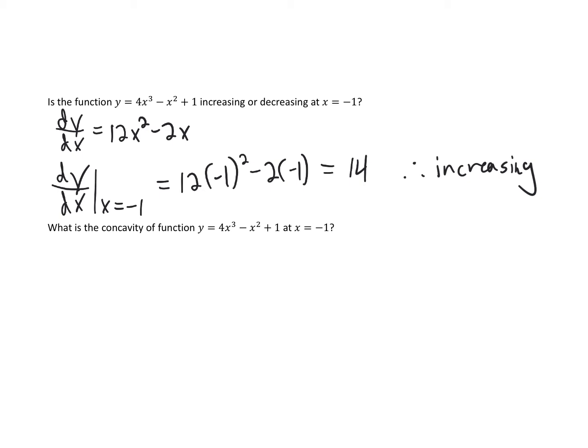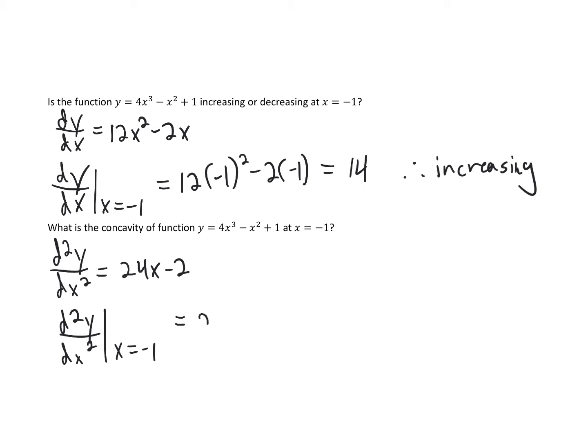Concavity, same idea, but we have to take the second derivative, which is 24x minus 2. We evaluate it at the point. We get negative 26. Because it's negative, we know it's concave down.